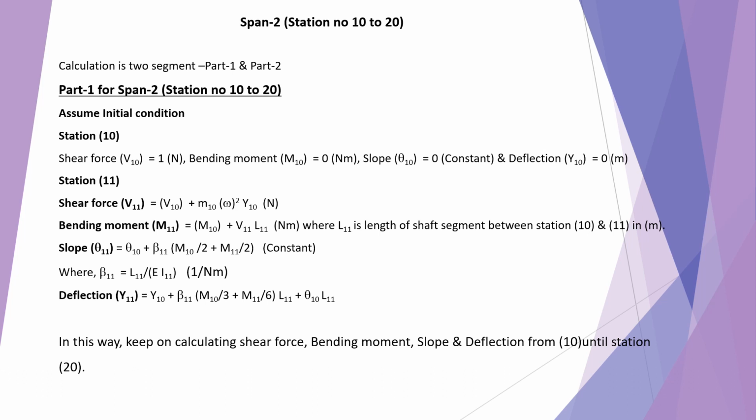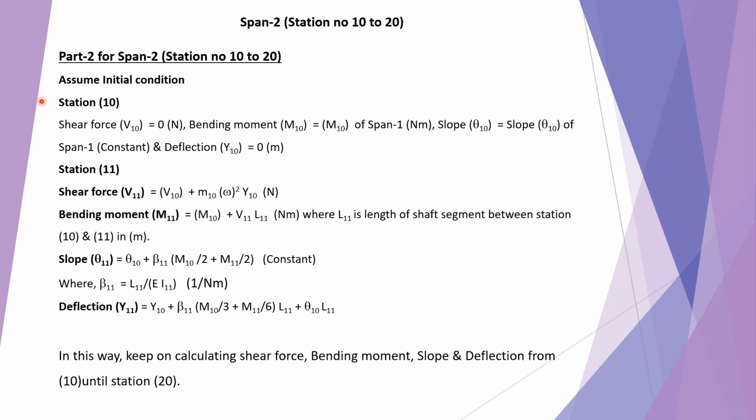Slope theta 11 is equal to theta 10 plus beta 11 into bracket start M10 upon 2 plus M11 by 2 bracket close, and deflection y11 is equal to y10 plus beta 11 into bracket start M10 by 3 plus M11 by 6 bracket close into L11 plus theta 10 into L11. So in this way, keep on calculating shear force, bending moment, slope and deflection from station 10 until station 20.